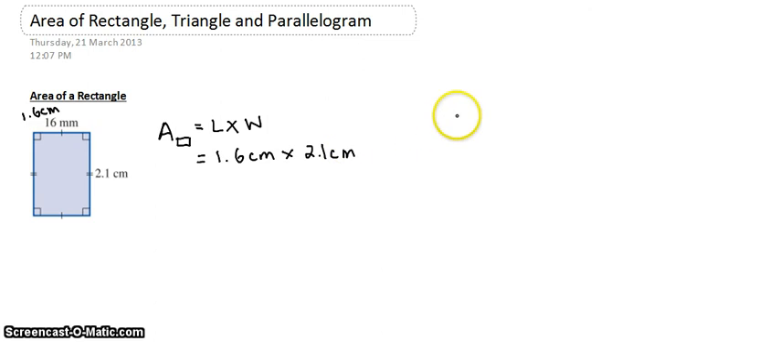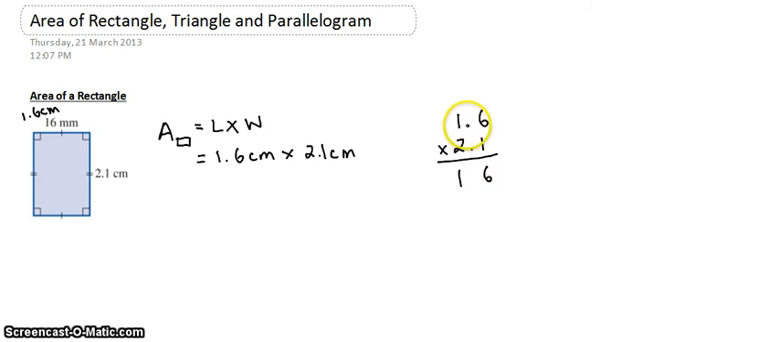Now we can do some working over here if we need to, because we're not using calculators, but in the bigger years you will be able to use a calculator. But you would still be expected to set out your work like this. So we'll do some working. 1 times 6 is 6. 1 times 1 is 1.